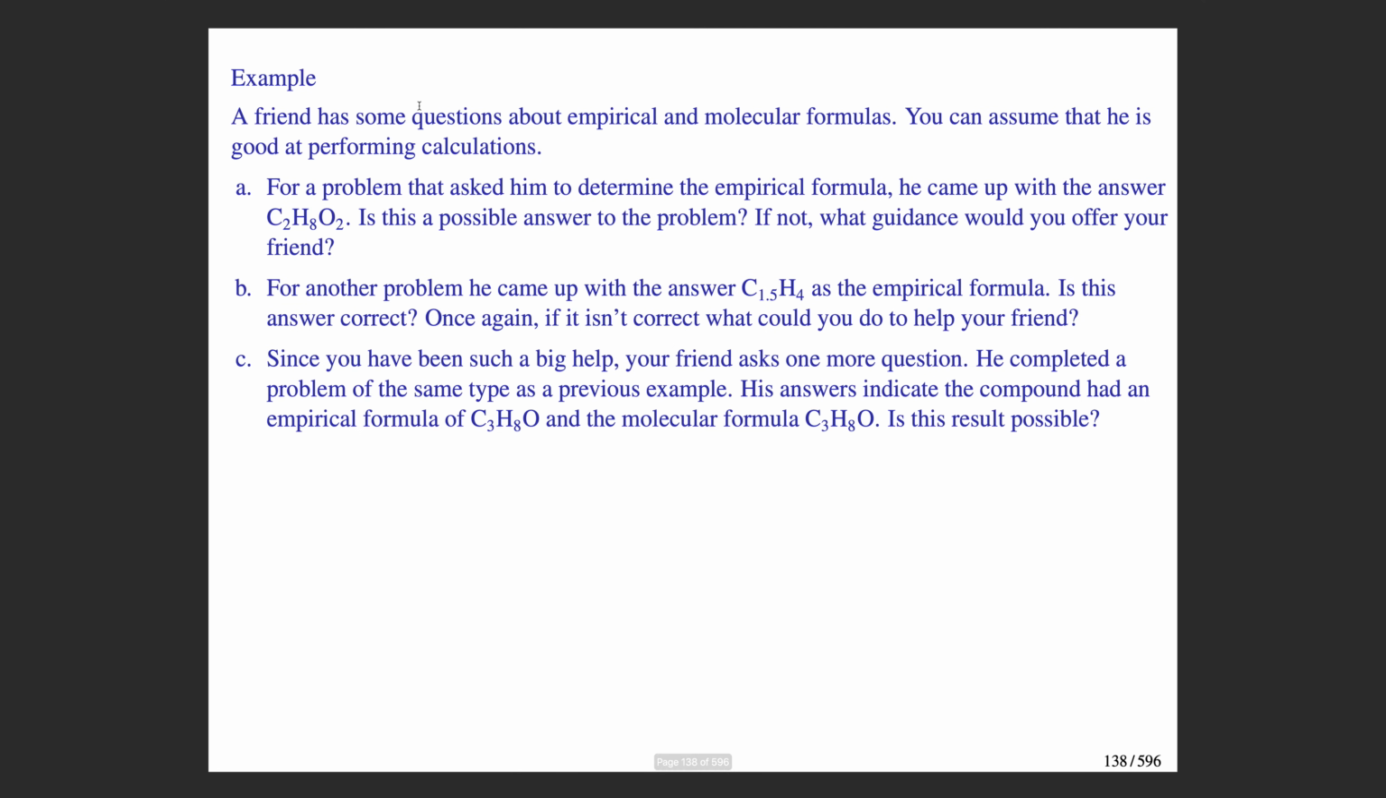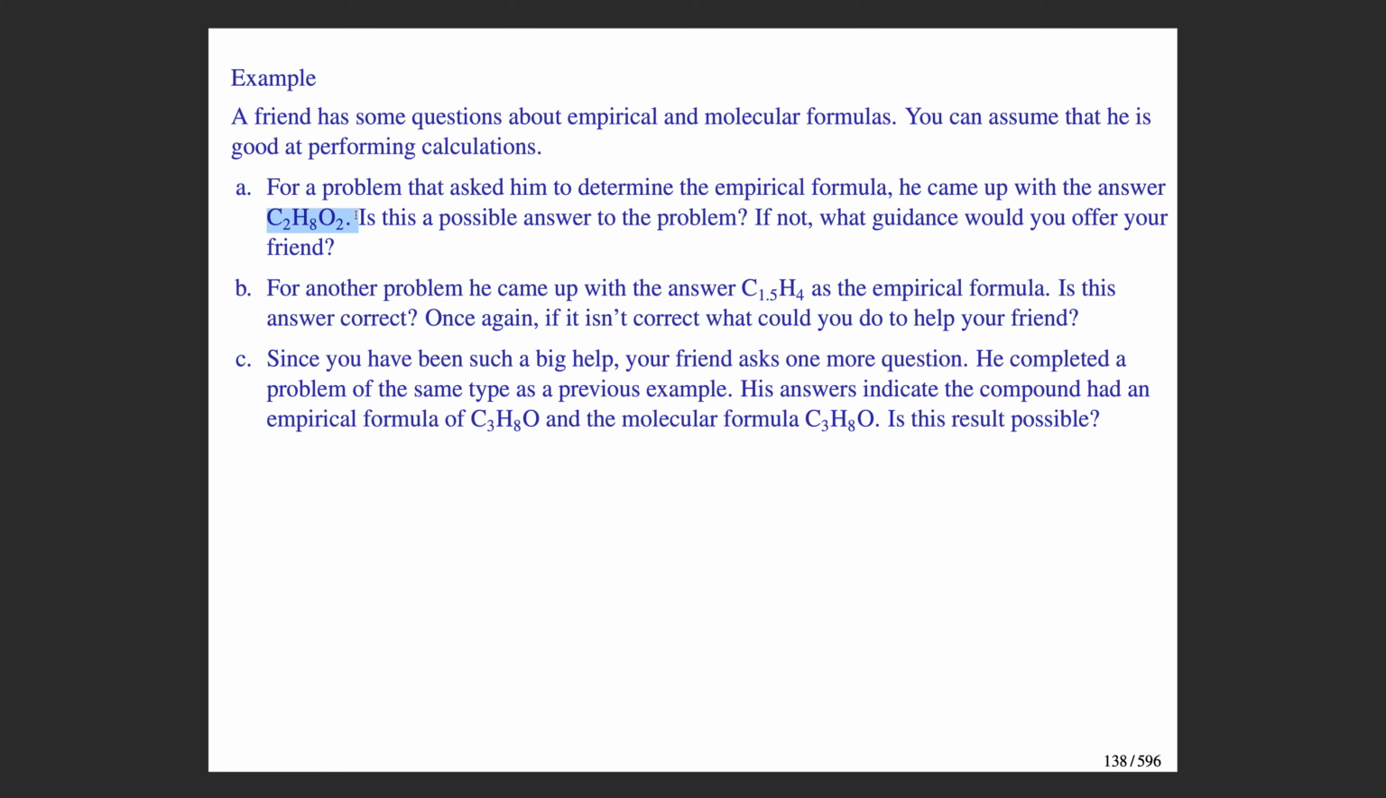Okay, so you have a friend that has some questions about empirical and molecular formulas, and you can assume that they are good at performing calculations. So he's worked a problem to determine the empirical formula for a compound, and he came up with the answer C2H8O2. And the question is, is this a possible answer for an empirical formula?